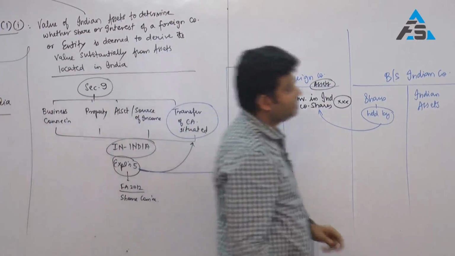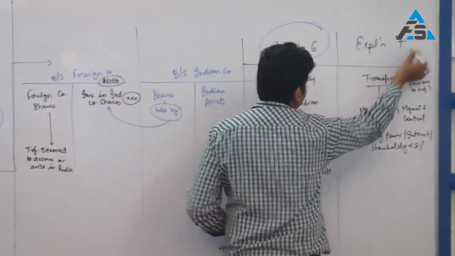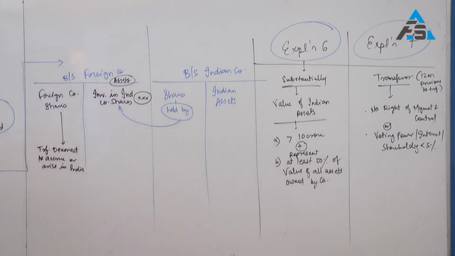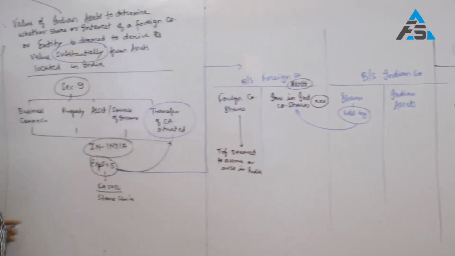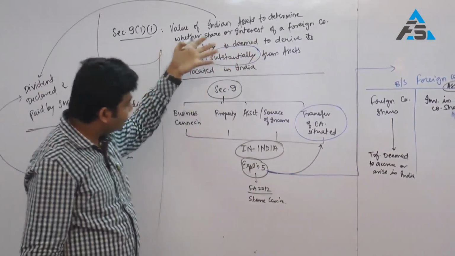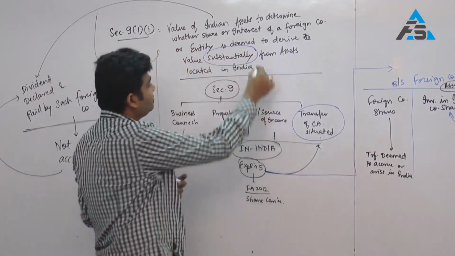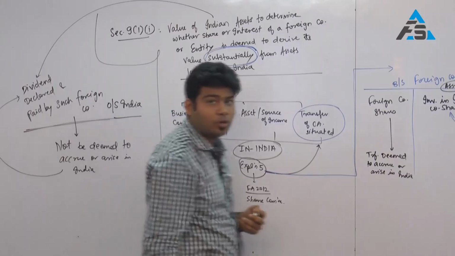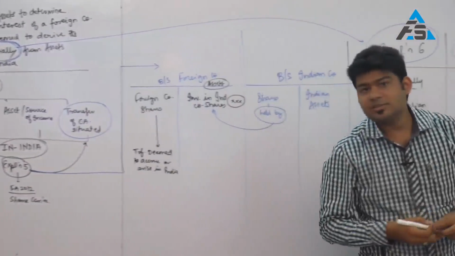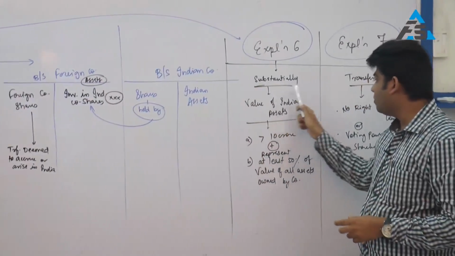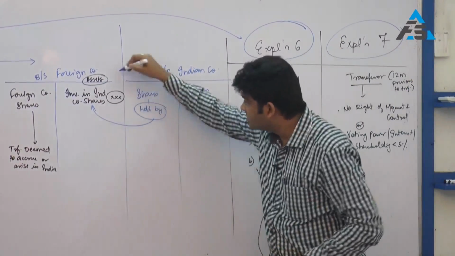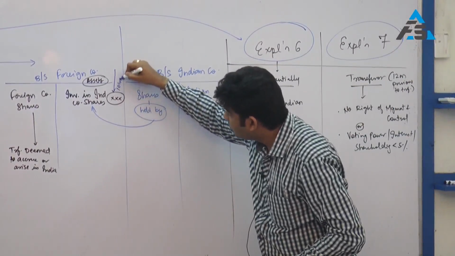Now, the amendment is that Explanation 6 is inserted and Explanation 7 is inserted. The word substantial was not defined, which is now defined by Explanation 6. What is substantial? So here you say that yes, the foreign company is deriving its value substantially from assets located in India. What is substantially is given by Explanation 6. Pay attention. Substantially means that the value of Indian assets should be greater than 10 crores. So this should be more than 10 crores.